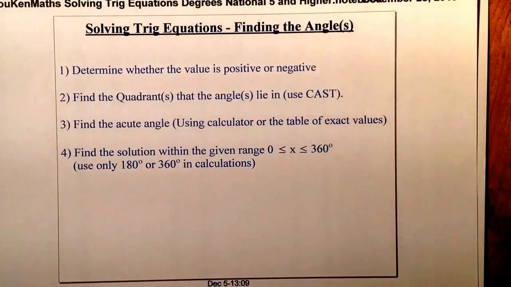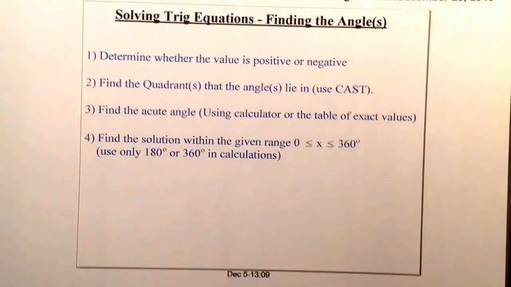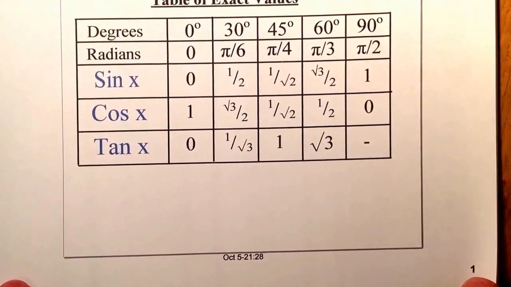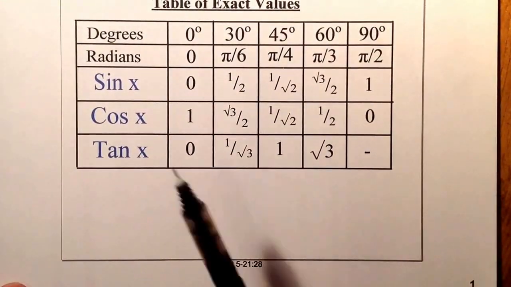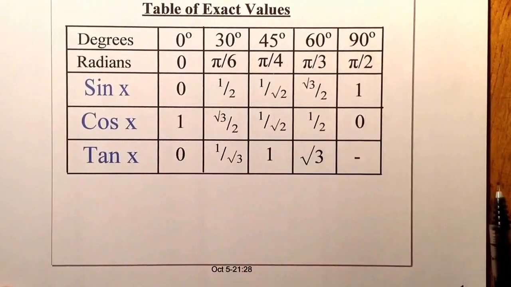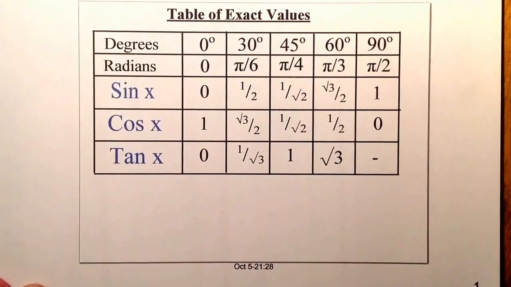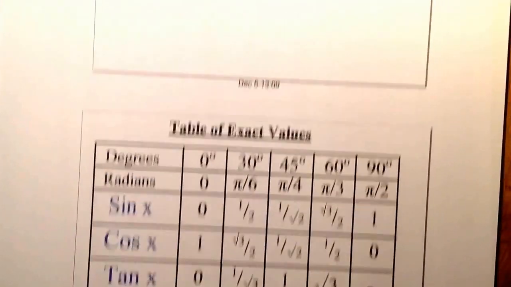Also, for those that are doing this in Higher, I would expect that you would know the table of exact values. For this case, we're doing it in degrees. We're not working in radians with this section, but you would know the answers in the table of exact values. Okay, so let's start off, and we'll look at a couple of questions.